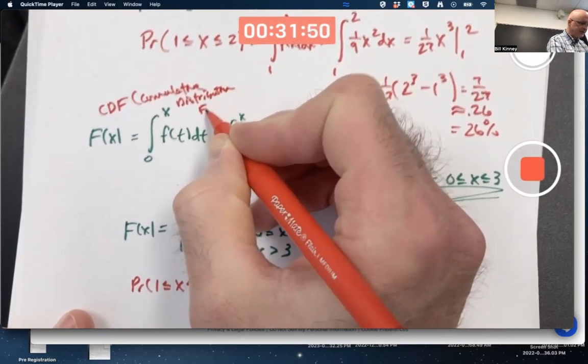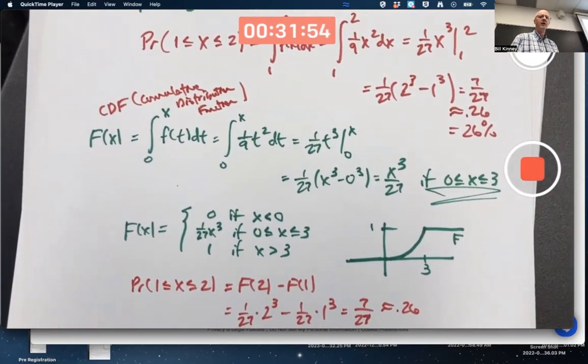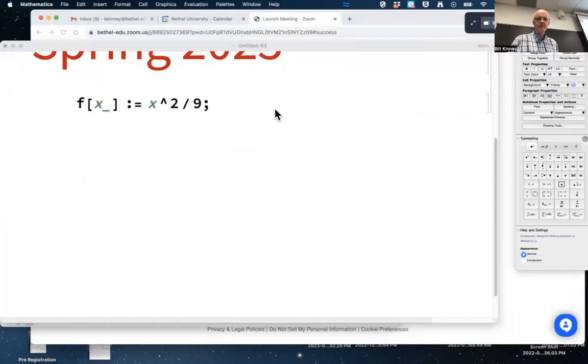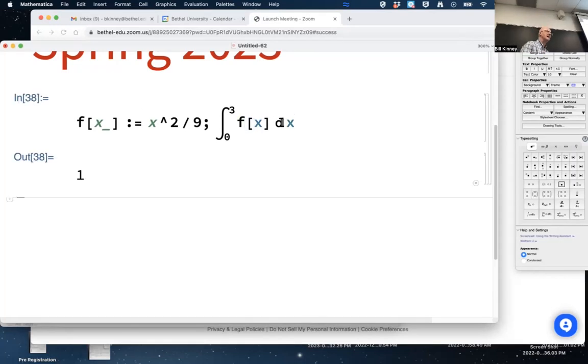There are discrete versions of these things, by the way, that come up in discrete math and are also used in probability and statistics, where you're not differentiating and integrating, you are essentially just plugging numbers in and doing additions and subtractions. Let's confirm that if I integrate this function from 0 to 3, I do get 1. It is a valid PDF.